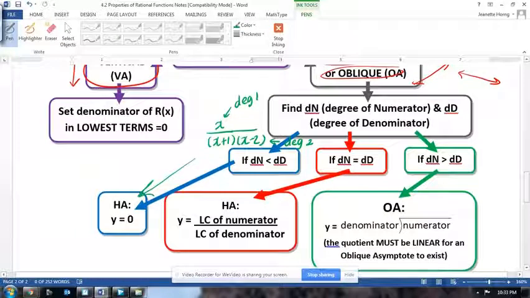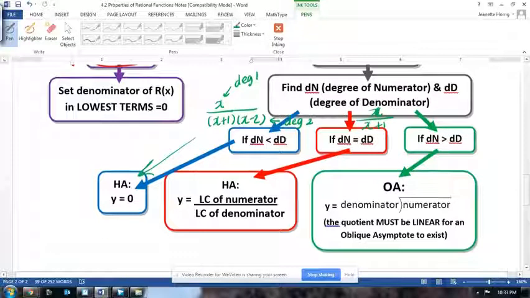Now, if you happen to have the same degree, let's pretend it's like x over x plus 1. The degree of your numerator is 1. The degree of your denominator is also 1. If that's the case, then you're going to have a horizontal asymptote again, but you're going to take the leading coefficient of your numerator divided by the leading coefficient of your denominator. Again, we'll do some examples of this. It basically means it doesn't have to be y equals 0. It could be y equals 3. It could be y equals 5. This should just be a number. It shouldn't have an x in it.